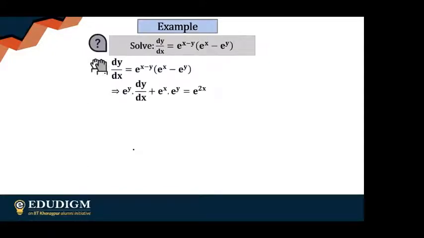Okay. So this is the format I have written here. So it's very, very simple and elegant. Multiply this. So you have this e to the power minus y. I'm taking e to the power minus y to the side. So this is e to the power y dy dx. So this will be e to the power 2x minus e to the power x into e to the power y.